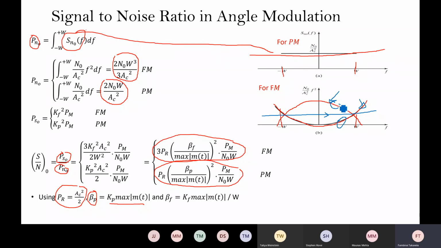Am I sort of making sense? I think so. So then the effect of noise is, yeah.